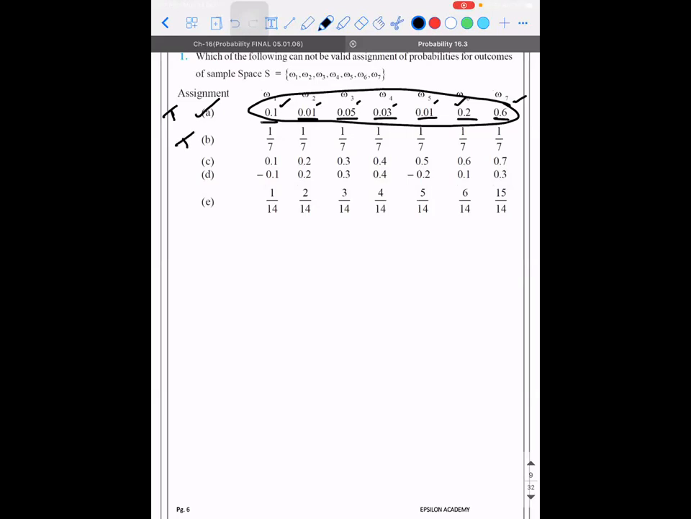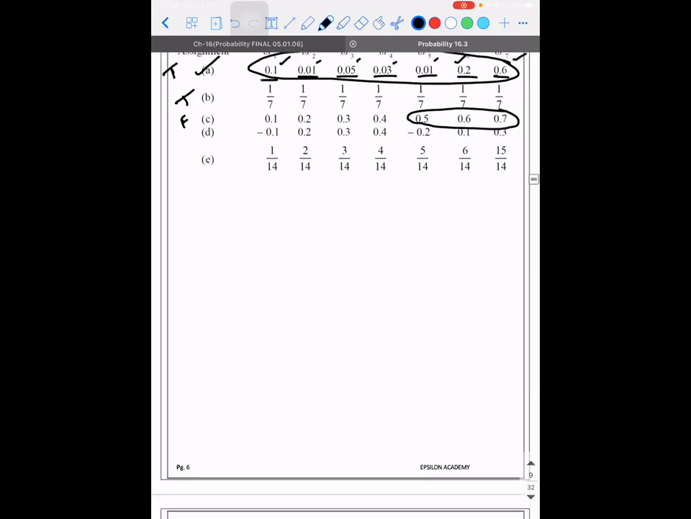The next one. 0.6 plus 0.7 itself is crossing 1. Not possible. So it is false. I'm just taking it as a true or false question. In the exam, what you need to write is that it is not possible because the sum of all the probabilities is greater than 1. Okay, fourth one. Fourth one is false because you have a negative, minus sign.